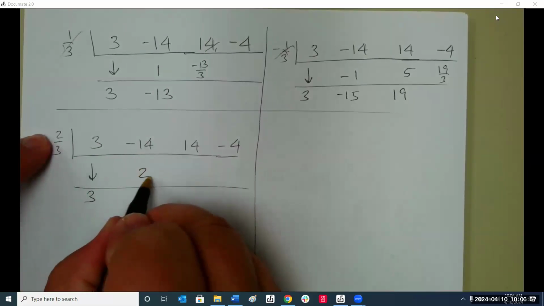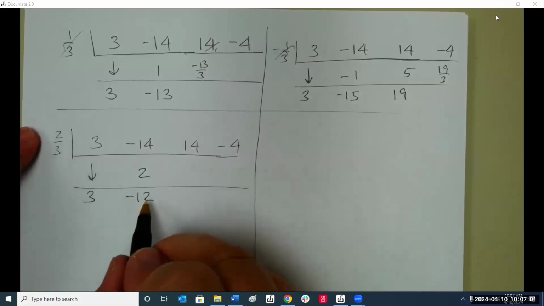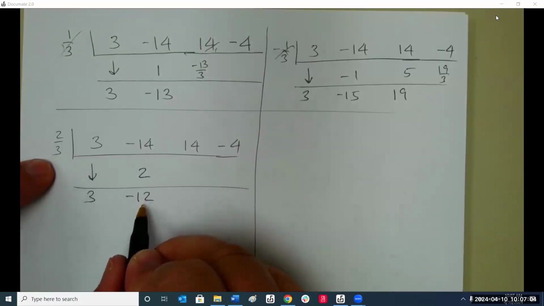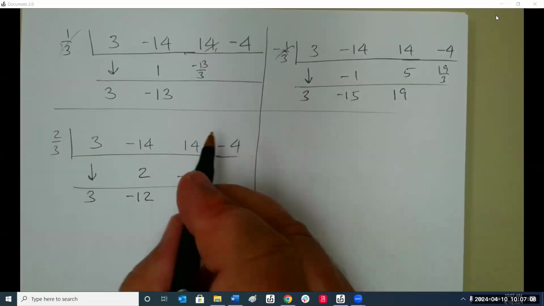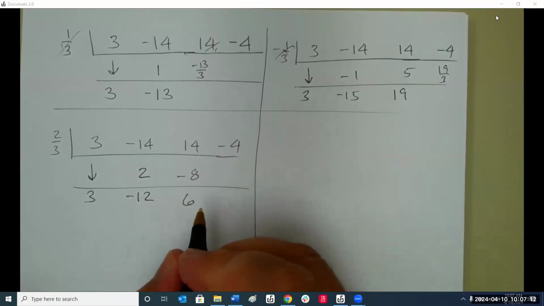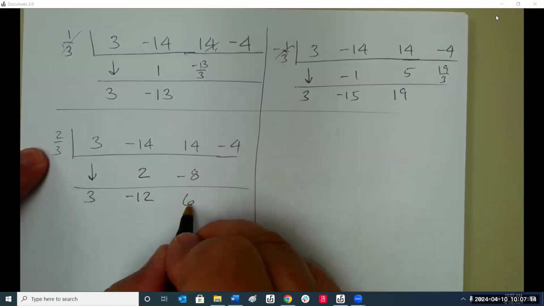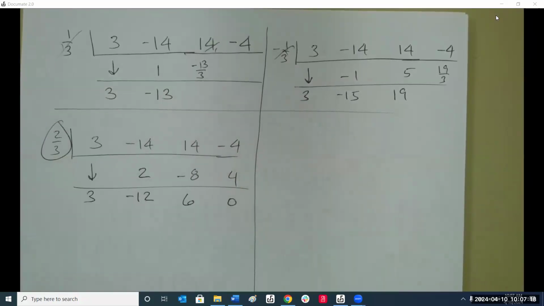Threes cancel, so it's a 2. -12. -12 divided by 3 is -4, times 2 is -8. 14 minus 8 is 6. 6 divided by 3 is 2. 2 times 2 is 4. So 2/3 is a solution.